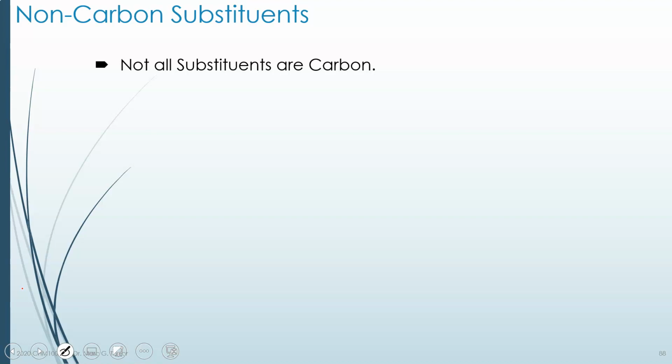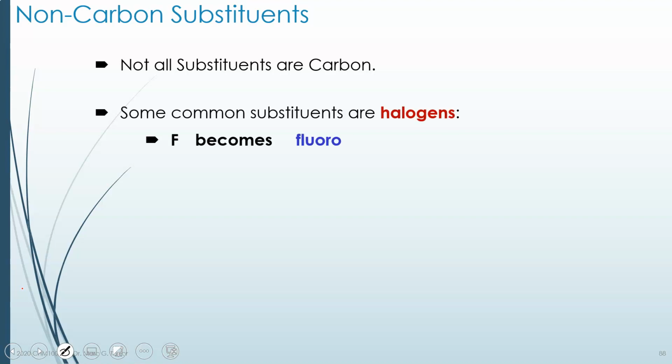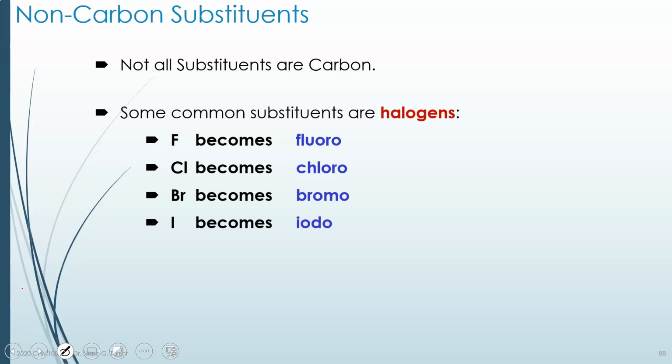Non-carbon substituents are named differently, obviously. So not all substituents are carbons. Some substituents are halogens. These are the halo compounds. And you can have halo alkanes as well as halo other kinds of molecules. Halogens are fluorine, chlorine, bromine, and iodine. And in that case, instead of changing the ending to YL, we end it with O. So it becomes fluoro, chloro, bromo, and iodo when we're naming it.